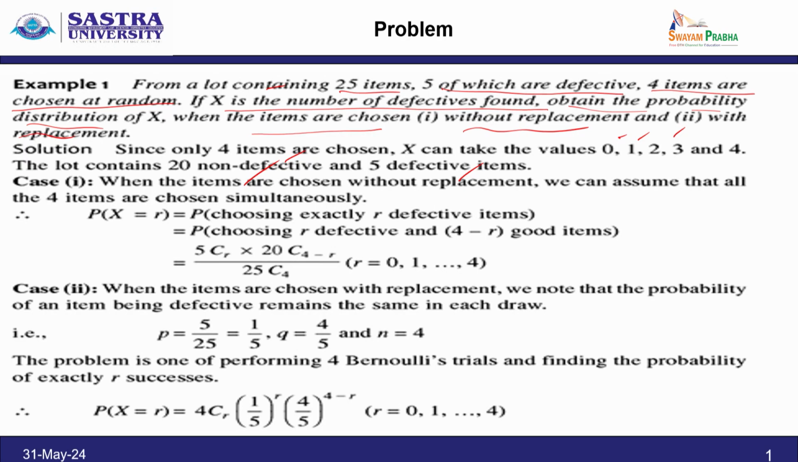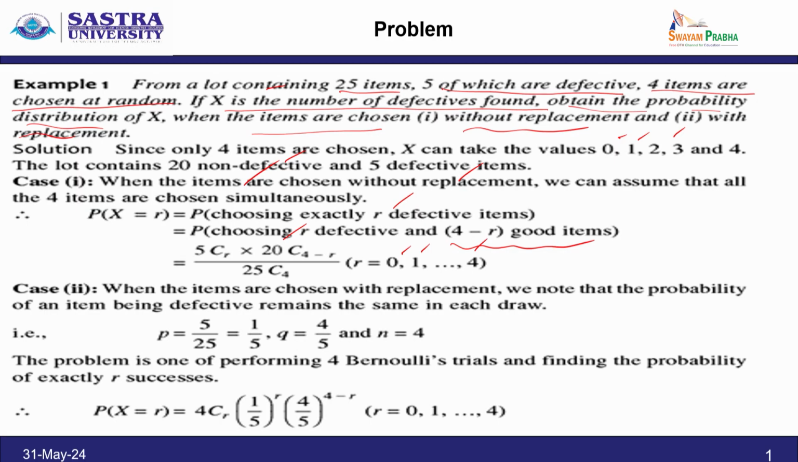So, probability of x equal to r means probability of exactly r defective items. So, choosing r defective and 4 minus r good items. So, the meaning is n equal to 5. So, 5Cr into 20C(4 minus r), and then divided by 25C4. So, choose the values of r equal to 0, 1, 2, 3 and 4, and we have without replacement. Now, with the replacement, the items are chosen with replacement.